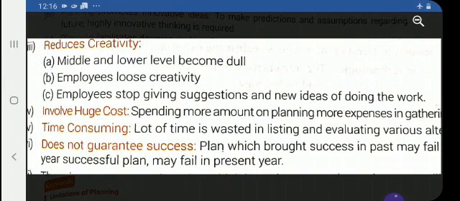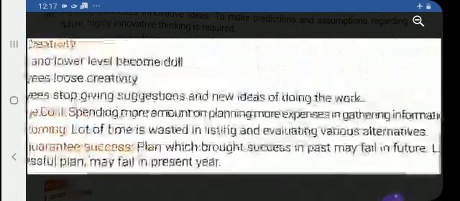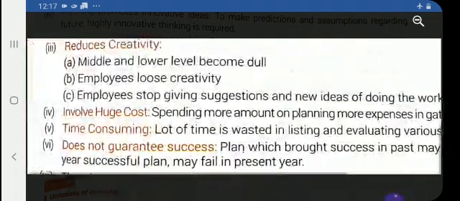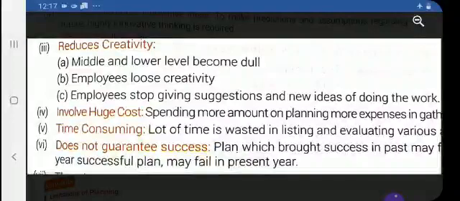So planning only provides a base for analyzing the future. It is not the solution for the future course of action. So a plan which brought success in the past may fail in future. Last year's successful plan may fail in the present year.